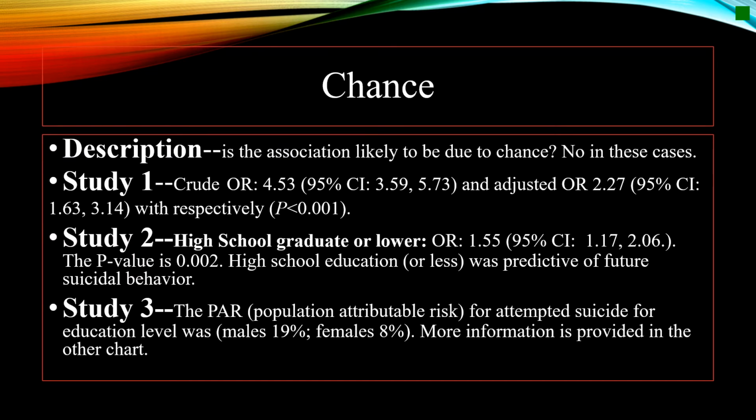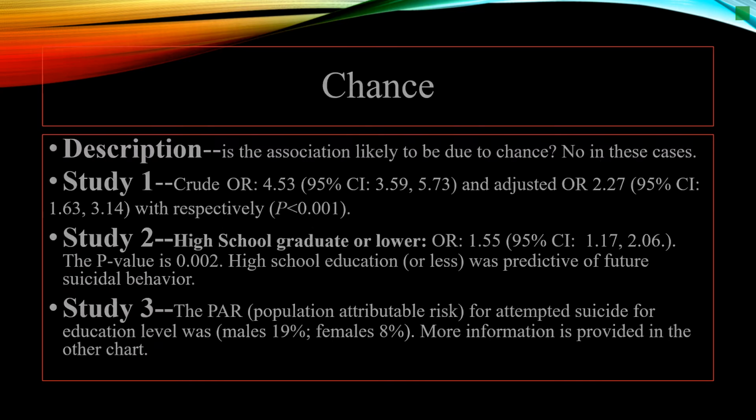Now I'm going to start with chance. In other words, is the association likely to be due to chance? The answer to that is no in these cases. For Study 1 and Study 2, you'll see that the p-values are 0.001 and 0.002, which are far less than the 0.05 that we're so accustomed to. And when it comes to Study 3, the population attributable risk was very high, and I'll be able to give you more details about that in future slides.